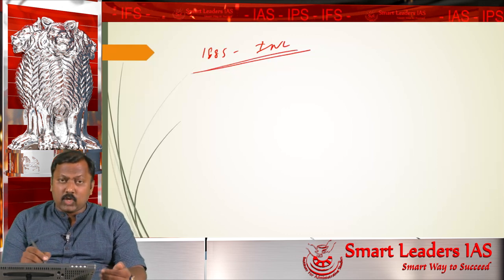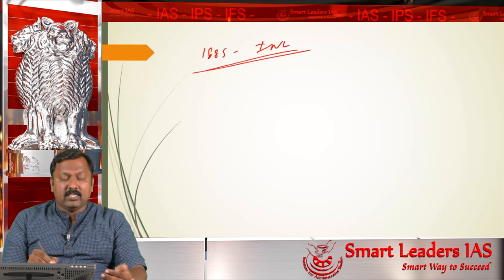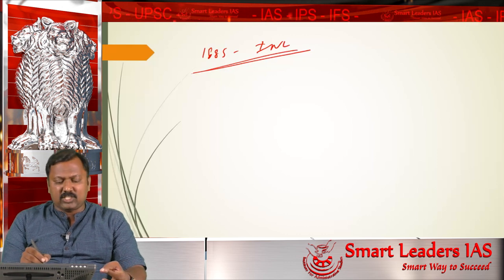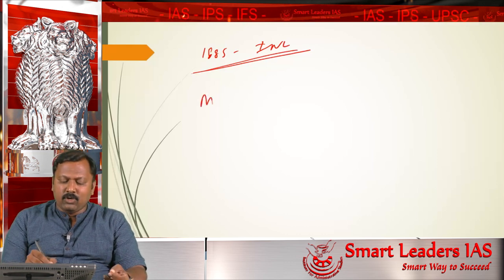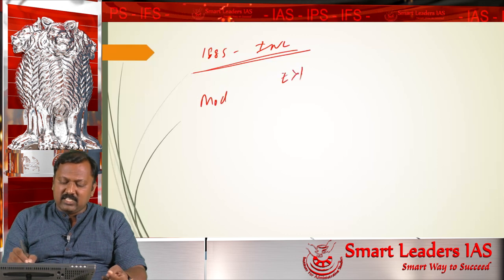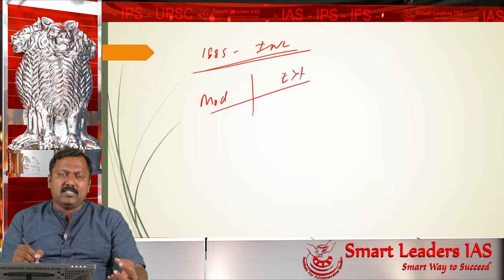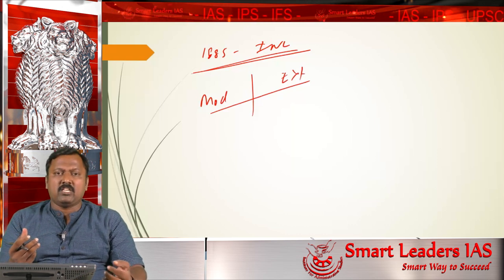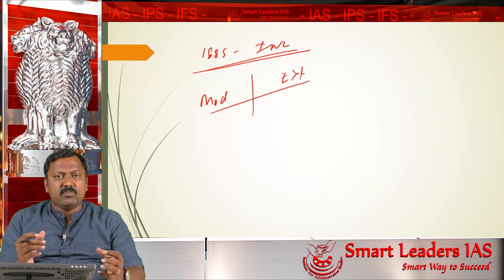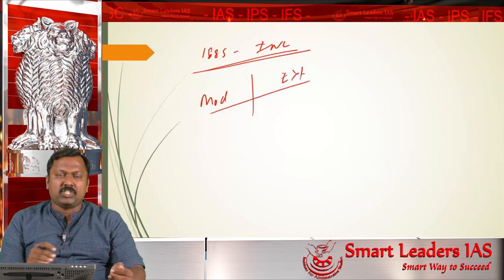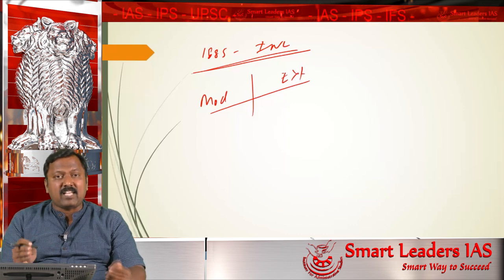But inside the Indian National Congress, the leaders were divided into moderate leaders and extremist leaders. Their policies and understanding were different. Moderate leaders believed in some aspects about the British, and extremist leaders believed in other aspects about the British.